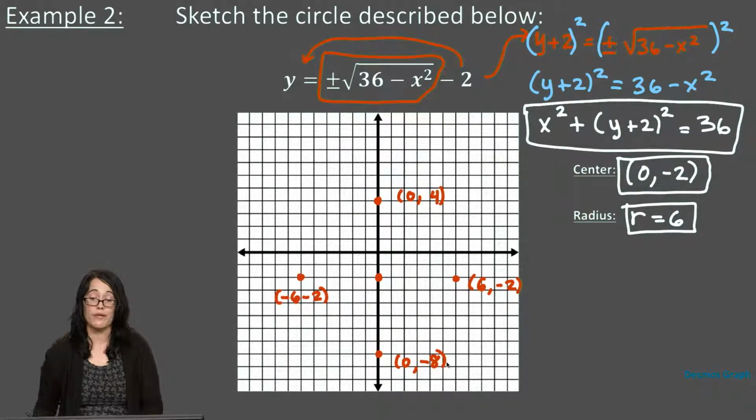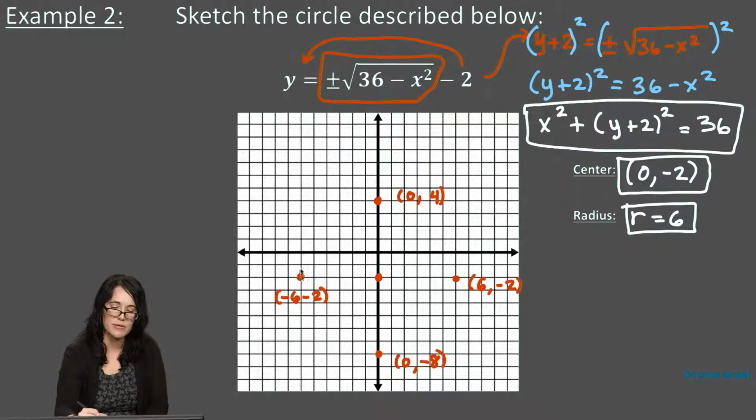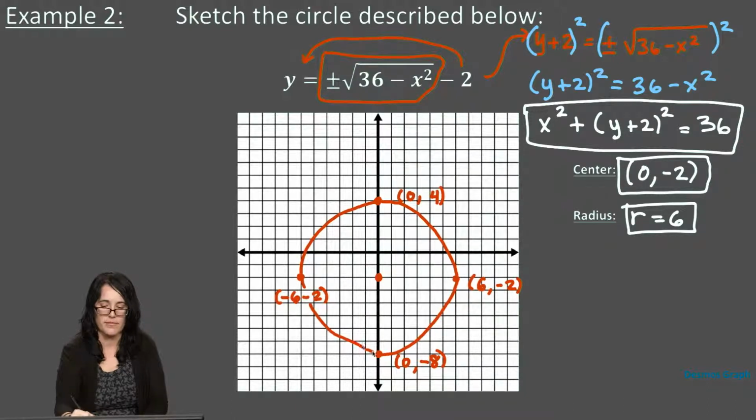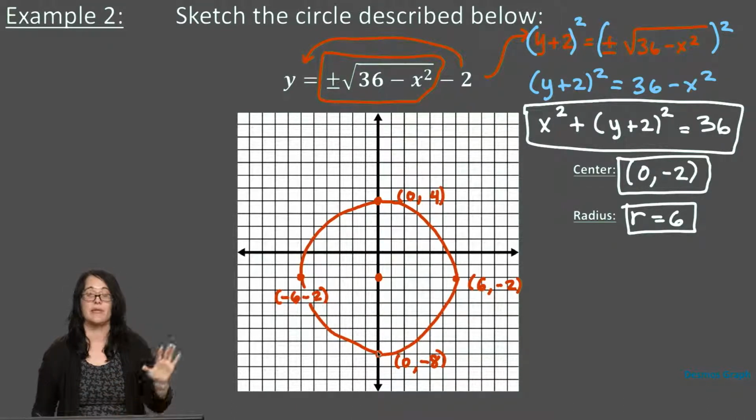Now that you have 4 points on the circle, connect those dots in a circular manner. Again, mine's not going to be perfect. Sorry about that. Unless I have my compass out and my protractor, then it would be perfect. Okay, so something like that. Mine's a little degenerate, but something like that.